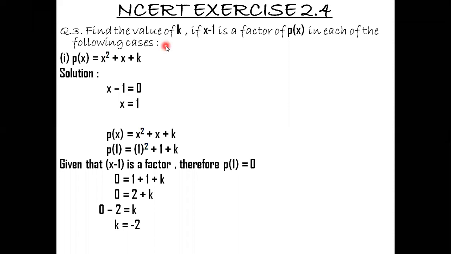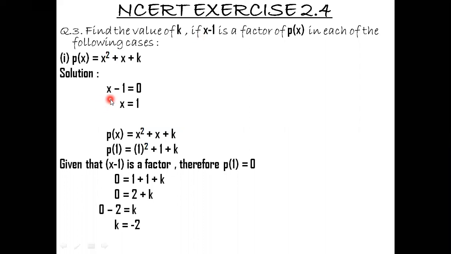Dear students, now let us use the same understanding that was used to solve question number 1 and 2 and solve question number 3. Here we have been asked to find the value of k, which is an unknown variable, if x minus 1 is a factor of p of x in each of the following cases. So here it is already mentioned that x minus 1 is a factor. There is nothing that we have to check here. We'll go the same way.